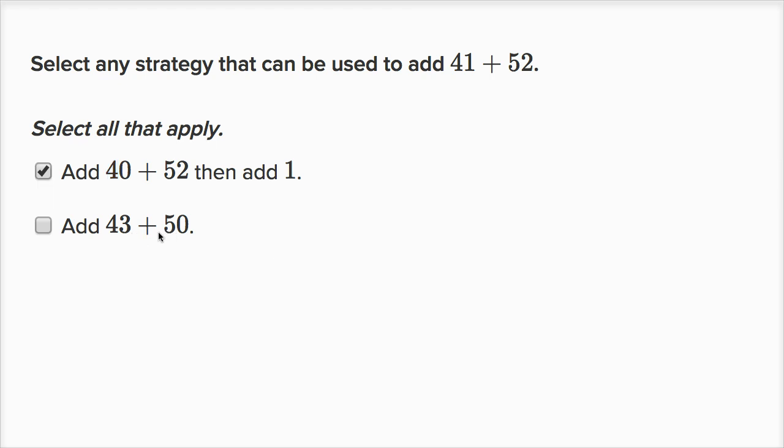Now let's think about this one. 43 plus 50. See, they added 2 to 41, and they took away 2 from 52. Yeah, that makes sense. You added 2 here, and you took away 2 here, so it's going to give us the same value. It's still going to get us to 93. And this is useful because it turns the 52 into a nice round number of 50 by taking 2 away from it and giving it to the 41, turning it into 43.